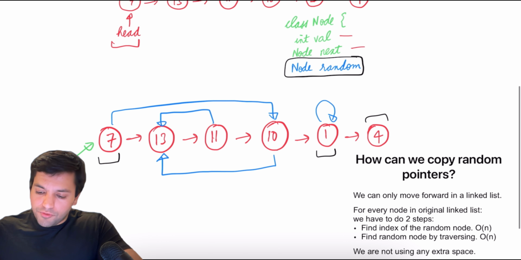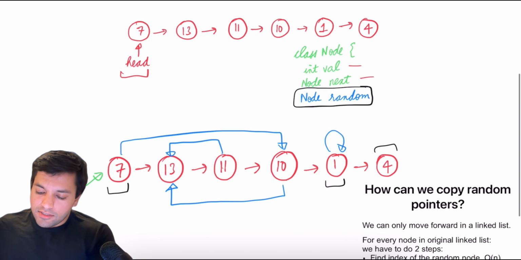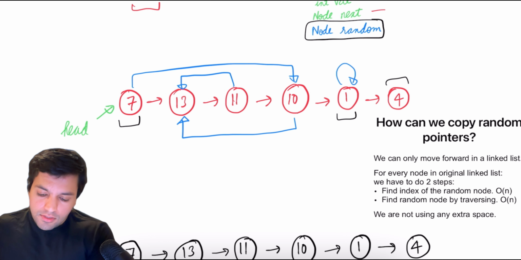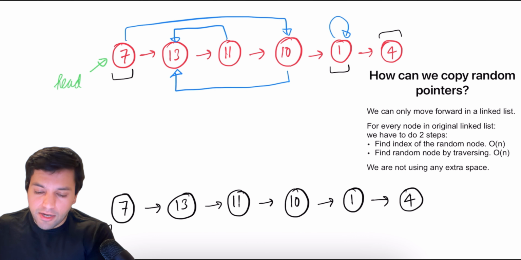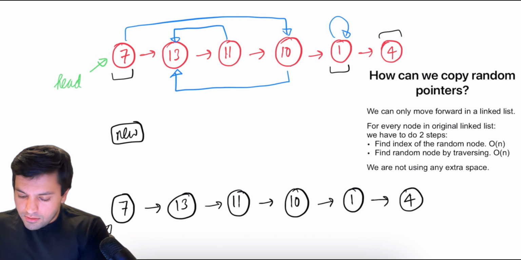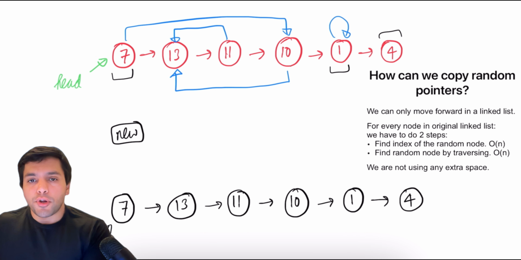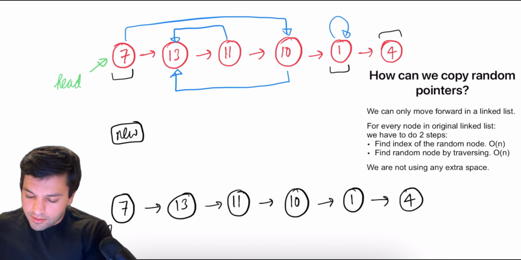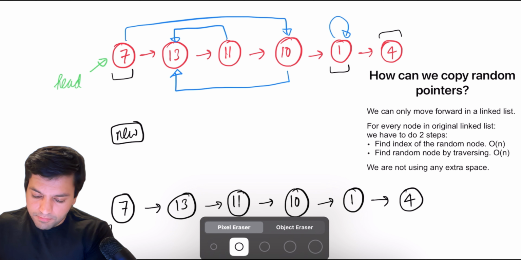So here we have to copy this linked list into a new linked list. So we have to create a deep copy. We have to create brand new nodes using the new operator, and we have to copy the next pointers and also the random pointers. So let's have a look at a simple brute force approach that we can use to solve this problem.